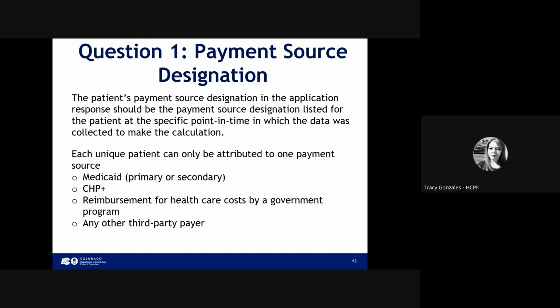A patient can only be included in one of the payment source designations listed in the question 1 table in the application. And we'll be going over that here in a few slides. The patient's payment source designation in the application response should be the payment source listed for the patient at the last visit closest to the freeze date. We'll take a look at a few examples of what this looks like.